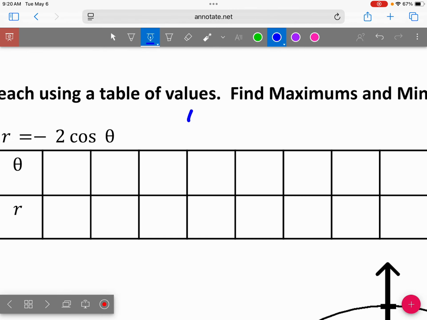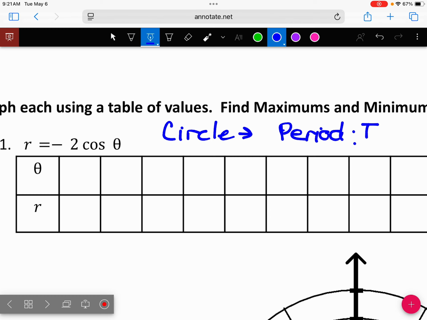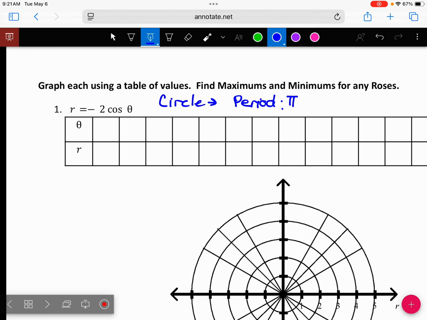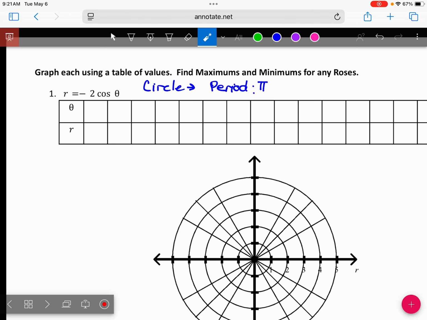2 pi. Pi. Okay, 2 pi. Our period length is pi. So what that means is we are going to put in our thetas, we need to pick them. We are going to take the angles we have, which are shockingly familiar angles, and we are going to go from 0 to pi.